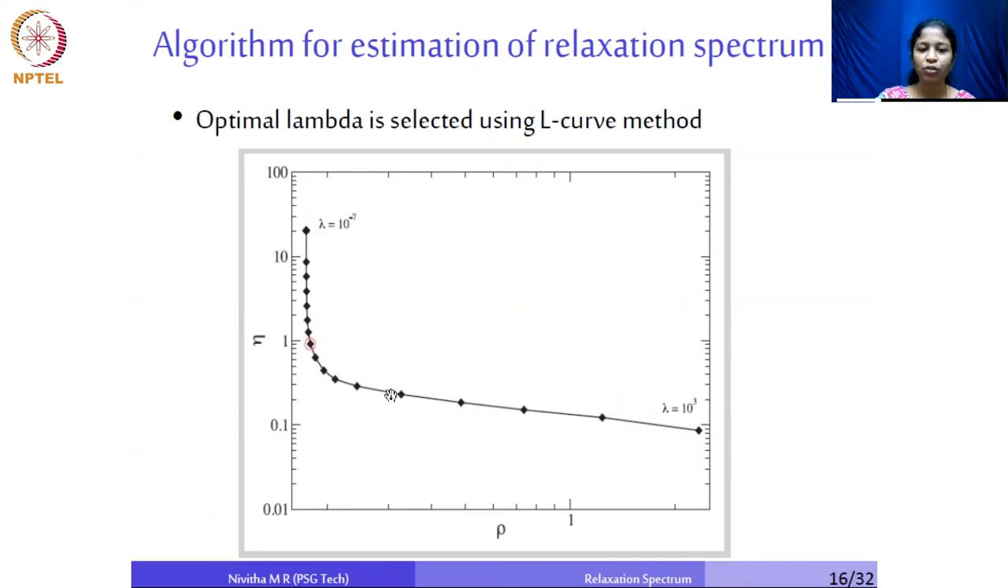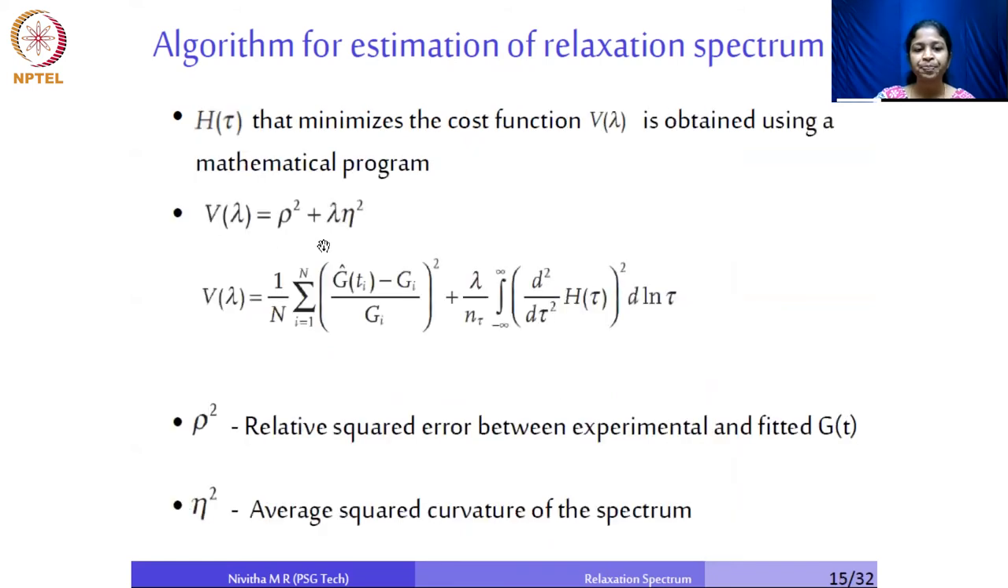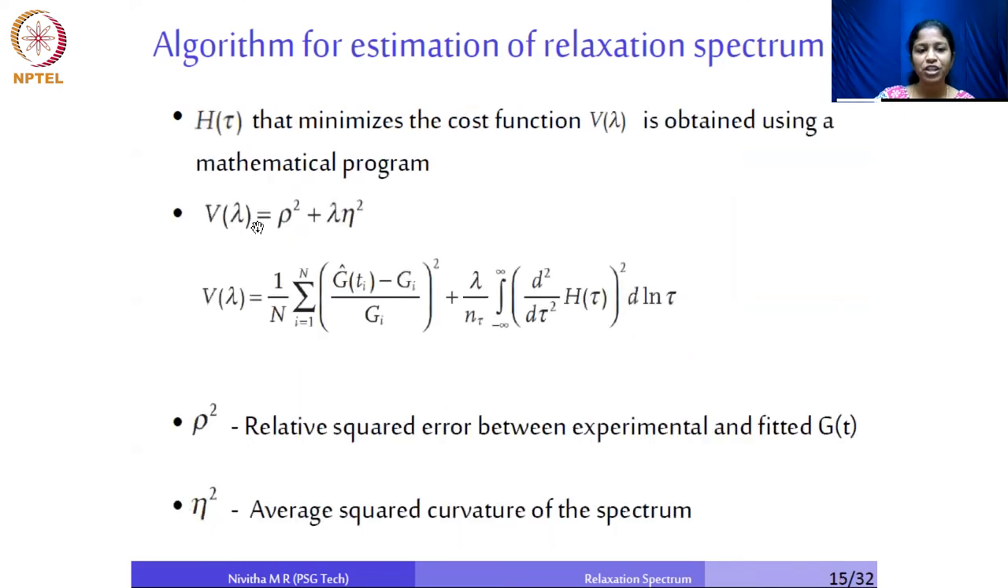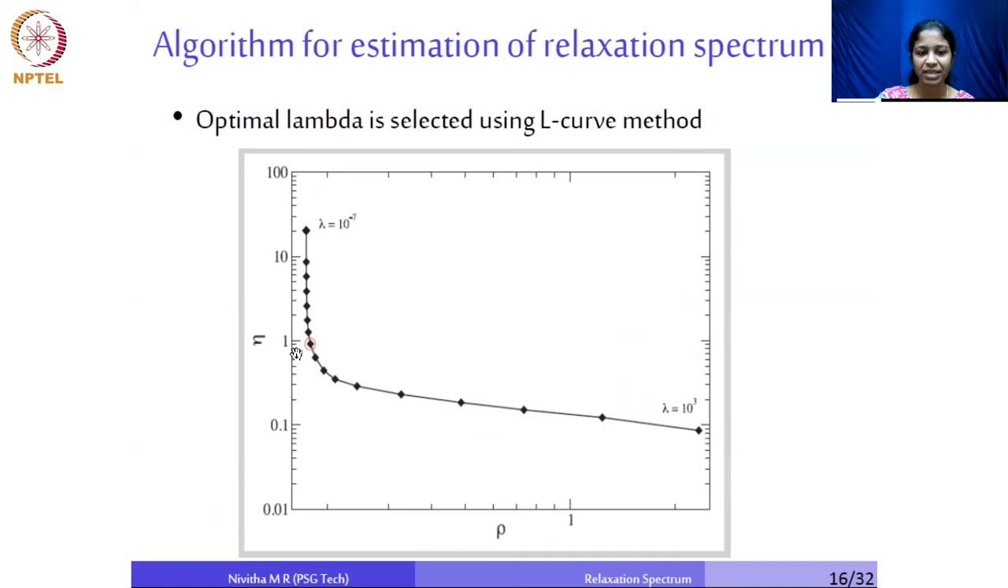You can see as I move towards here, and you can see this is for each lambda value. We assume lambda values in the range of 10 to the power minus 7 to 10 to the power 3. Again, you can have any range that you're interested in. For each lambda value, we compute this function and we try to identify the particular lambda value for which this V of lambda will be lesser. Basically, eta should be lesser, rho should also be lesser. Okay, so I'll explain that.